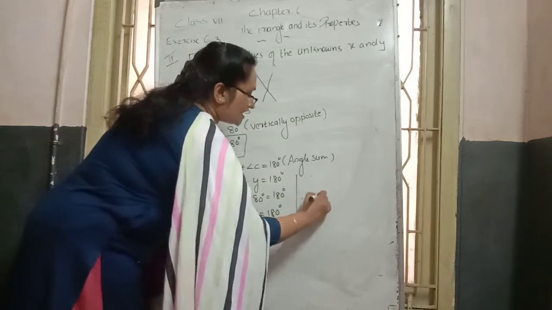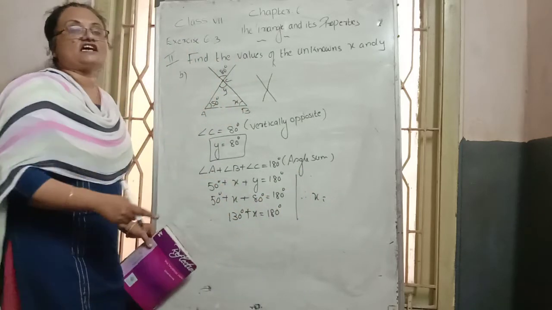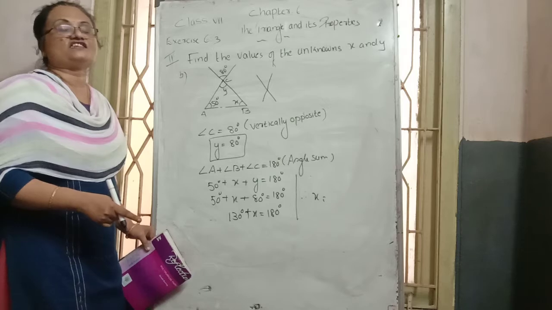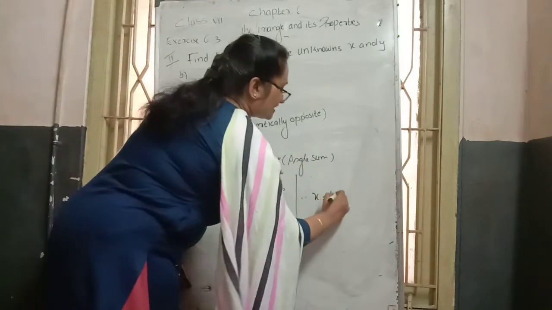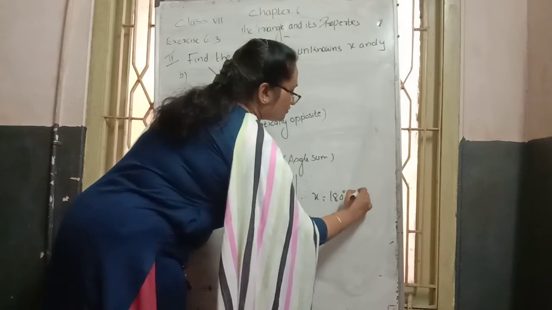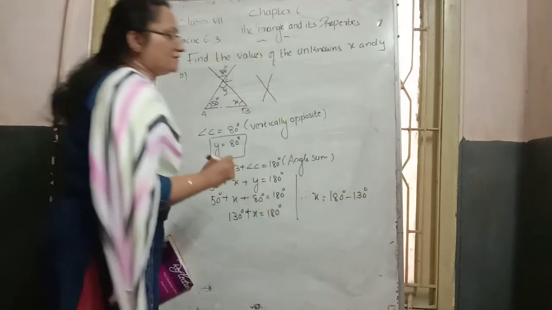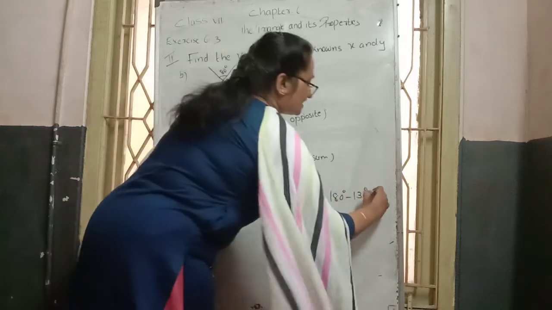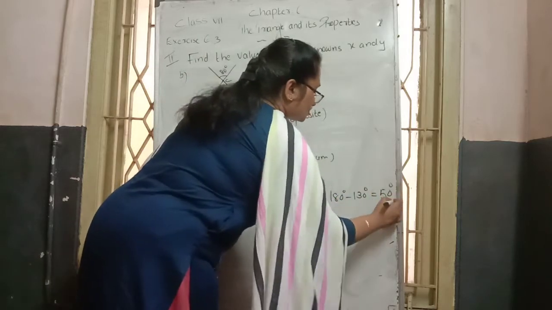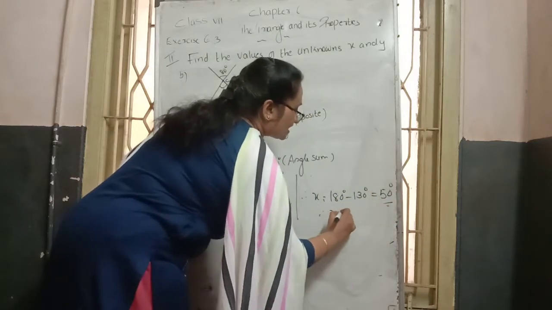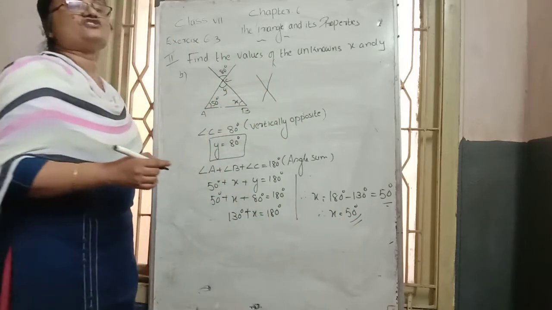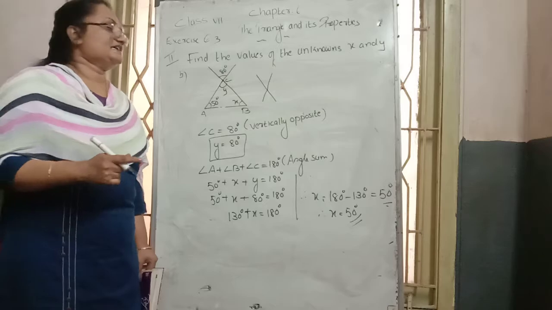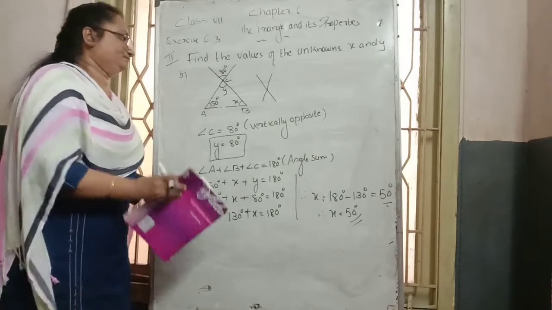Therefore, how do we get the x value? Transpose: positive 130 goes to the right side and changes to minus 130. So 180 is subtracted by 130. How much will we get? 50 degree. So we can say the x value becomes 50 degree and the y value becomes 80 degree. I hope you can understand this question.